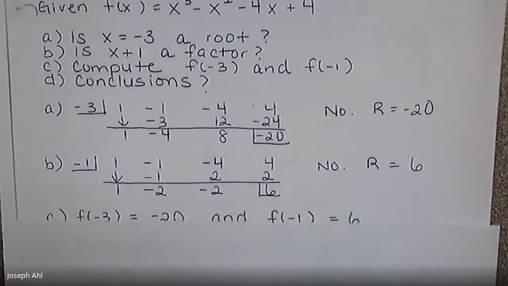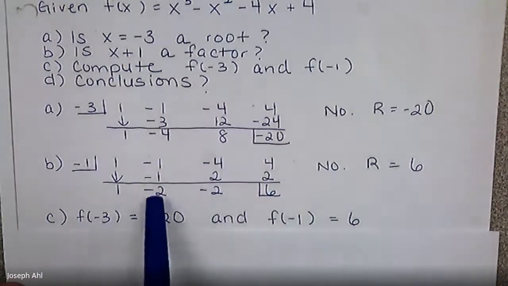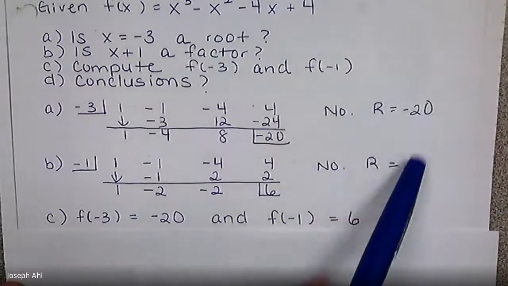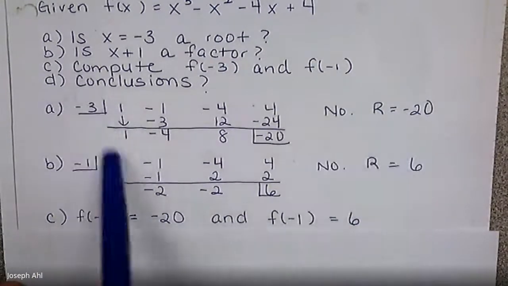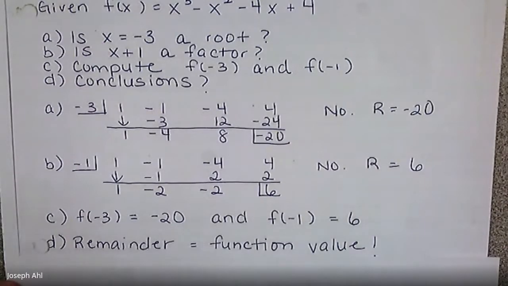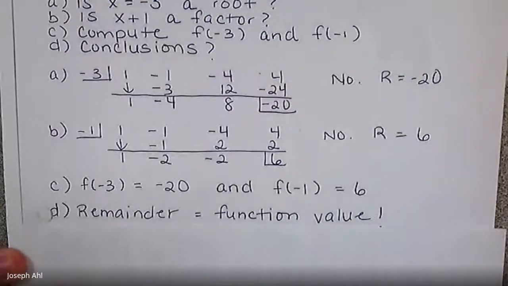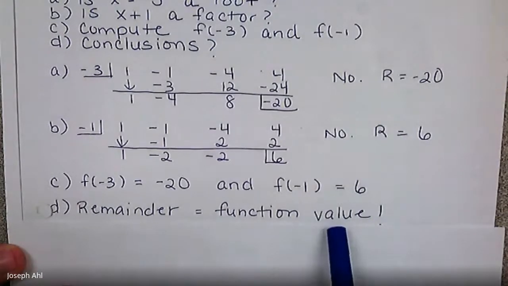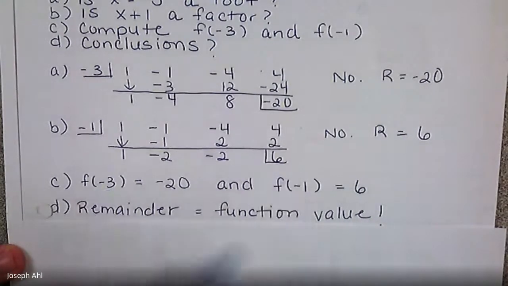Part C was to compute f of -3 and f of -1, and if you plug those in, you get -20 and 6. Those numbers sound really familiar to me. -20 and 6. Whoa, those are the remainders from synthetic division. So what we just determined here, and I hope you'll trust that it will hold true for every example, is that the remainder from synthetic division is the same as the function value at those x values.